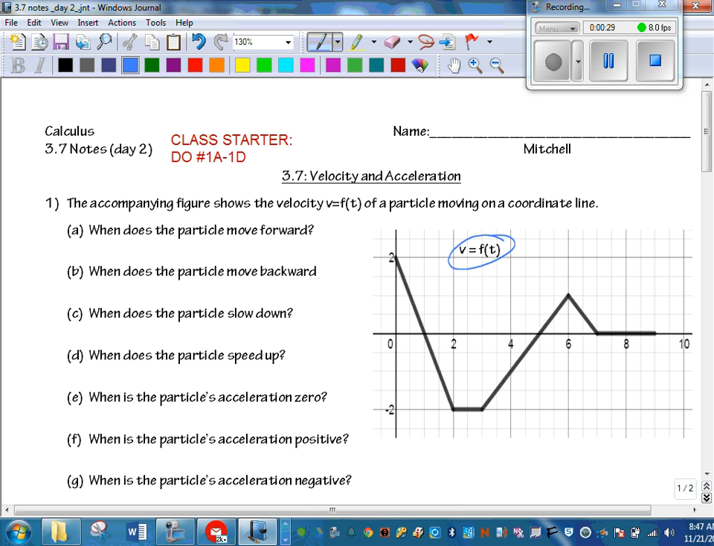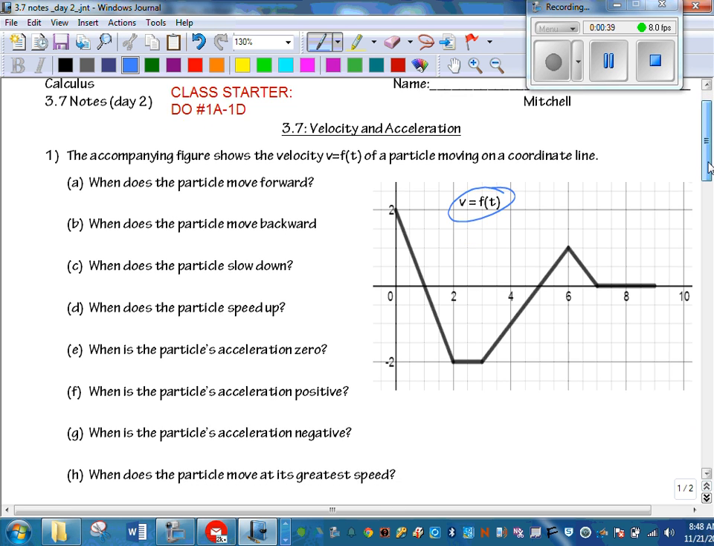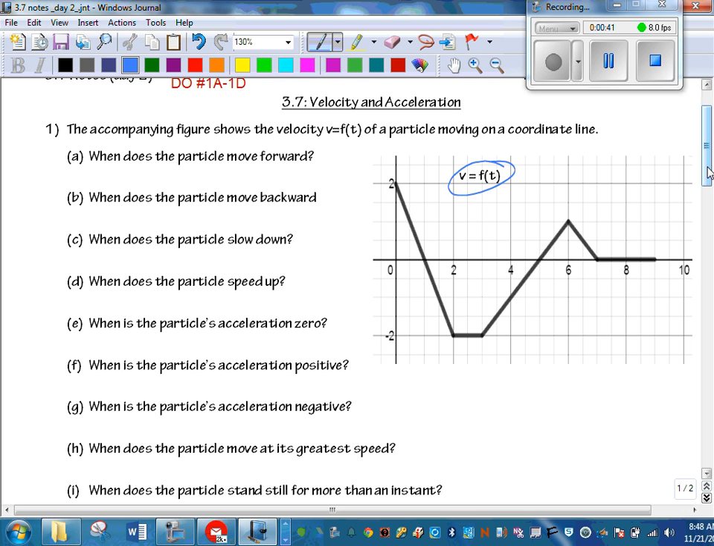So there's less work involved as far as taking derivatives and things like that, setting things equal to zero, solving, but a little bit more just interpretation of the graph. So let's take a look at the first question here. When is the particle moving forward? So forget about the graph for a second. Just in general, what we talked about yesterday, how do we know when a particle is moving forward or to the right? What's positive?